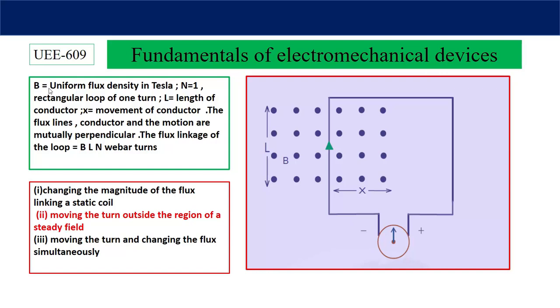B is equal to the uniform flux density in Tesla, N is equal to 1, a rectangular loop of one turn, L is equal to the length of the conductor, and X is the movement of the conductor. The flux lines, conductor and motion are mutually perpendicular. The flux linkage of the loop is B into L into N Weber. Now based on this equation, we will discuss the operation of the motor.